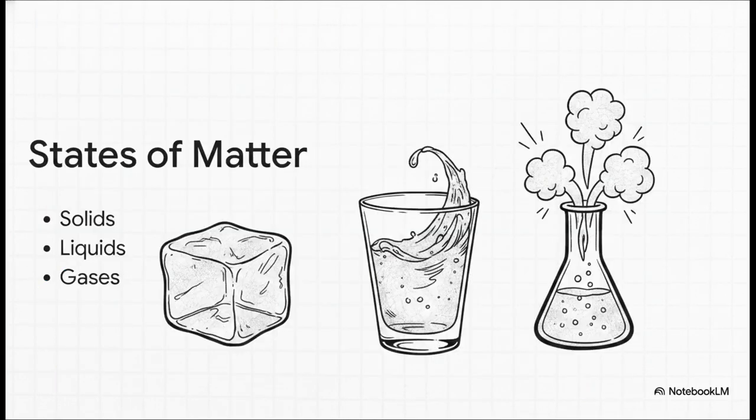Now, as you probably know, matter doesn't just exist in one single boring form. It takes on different states. And yeah, while there is a fourth state called plasma, which is full of electrically charged particles and is found in wild stuff like stars and lightning strikes, the three states you see right here, solids, liquids, and gases, those are the primary states of matter we interact with every single day here on Earth.